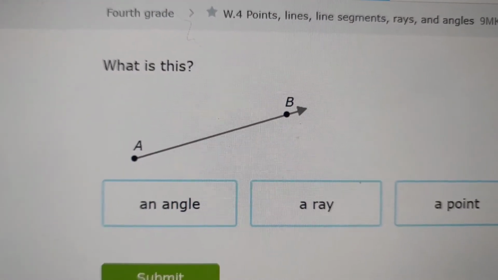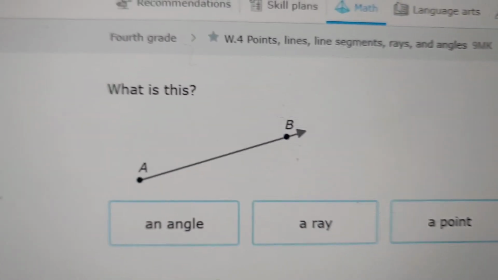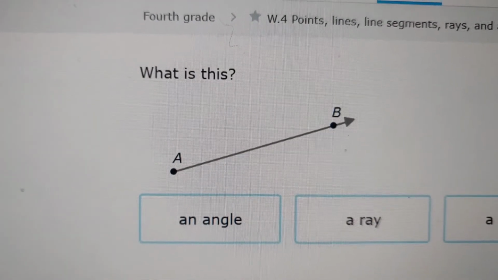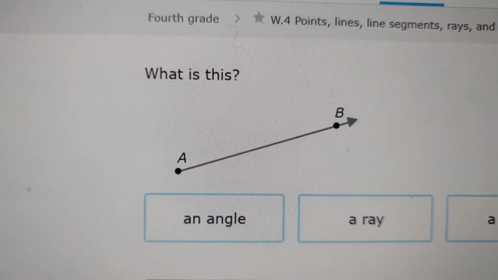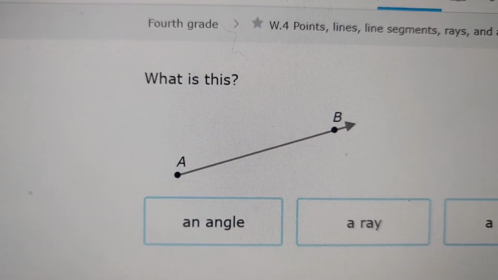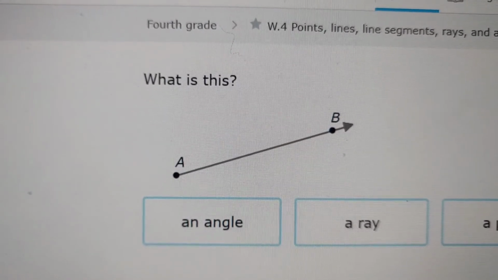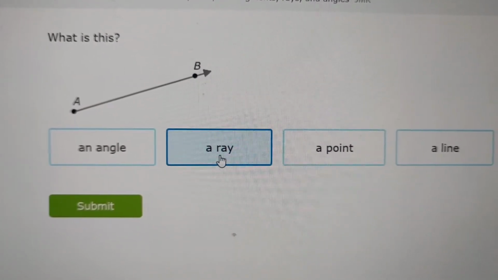It's not a point. There are 2 points here, but it's not a point. And it's not a line because it doesn't go in both directions forever and ever. If we go from point B towards point A, it stops at point A on the one side, and then just goes forever and ever in the other direction. So again, this is a ray.